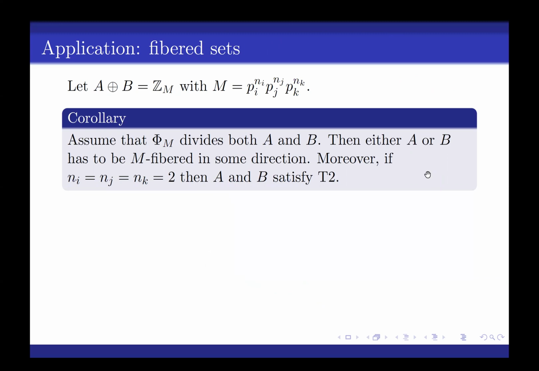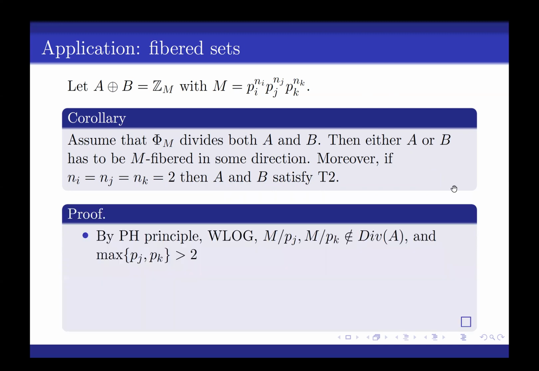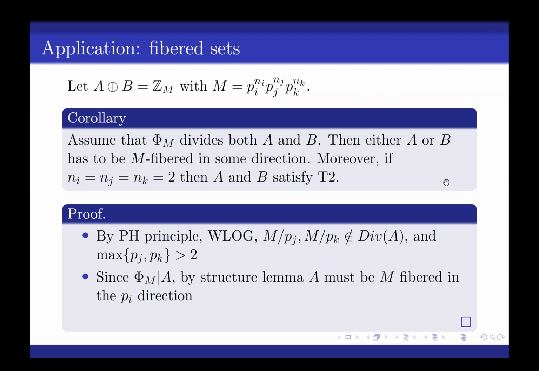Okay, so this is actually a proof in 3 lines. We're going to use the pigeonhole principle. We have 3 top differences, m over pi, m over pj, and m over pk. You can divide them as you wish between A and B. Let's say that 2 of them do not belong to the difference set of A. Then at least one of pj or pk has to be at least 3. And then you can apply the structure lemma, and you get that A has to be M-fibered in the pi direction. And that completes the proof altogether.